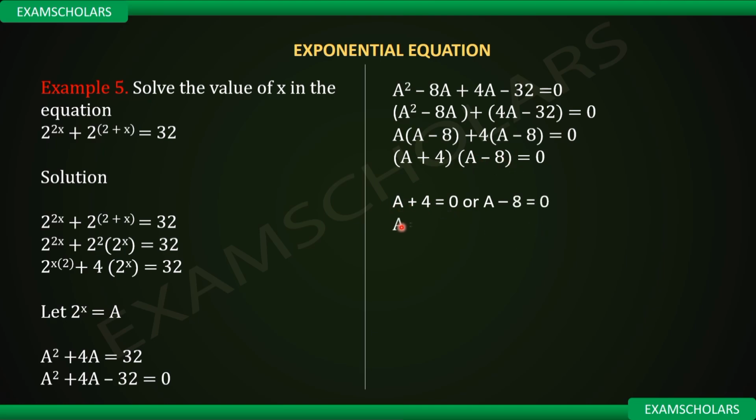What will a be solving this one? a will be minus 4. Solving this one, a will be 8. Your answer is a is equal to minus 4 or 8. Have we solved the question? We are looking for x. Now come back here. 2 raised to power x is equal to a, right? So it means that we are going to get two answers.